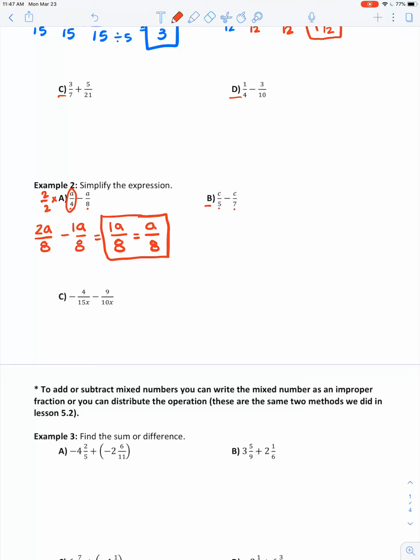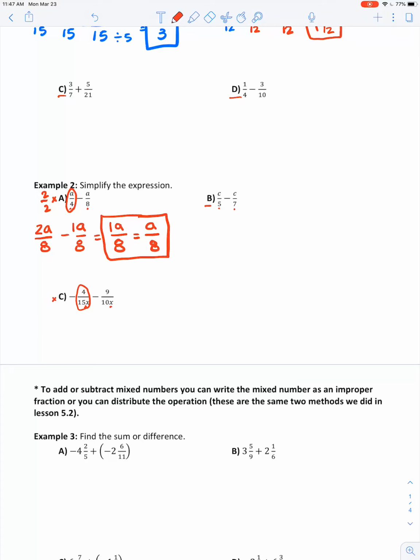On letter C, we do have a variable now on the bottom of our fraction. Really, this doesn't change. We need to make sure that both bottoms of our fractions have the same number and variable. They currently both have an x. We need to get the 15 and the 10 to have the same number. Okay, 15 and 10 both go into the number 30.